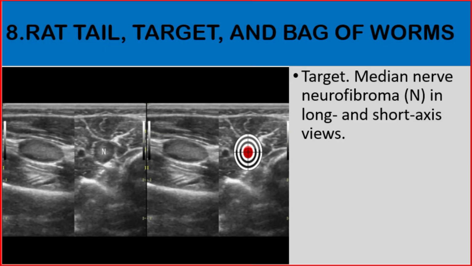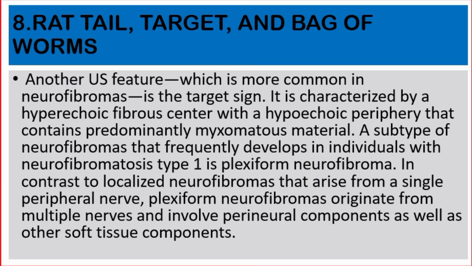It is characterized by a hyperechoic fibrous center with a hypoechoic periphery that contains predominantly myxomatous material. A subtype of neurofibromas that frequently develops in individuals with neurofibromatosis type 1 is plexiform neurofibroma. In contrast to localized neurofibromas that arise from a single peripheral nerve, plexiform neurofibromas originate from multiple nerves and involve perineural components as well as other soft tissue components.